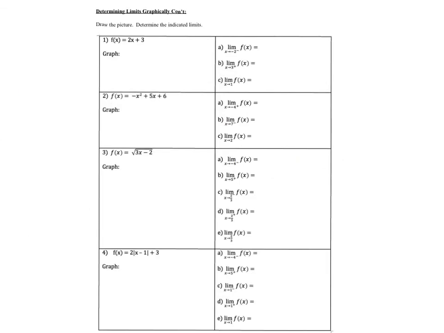Okay, let's take a look at a few more examples. So for example number 1, we're going to draw a quick sketch of this graph. It's a line, goes through 0, 3, with a slope of 2.